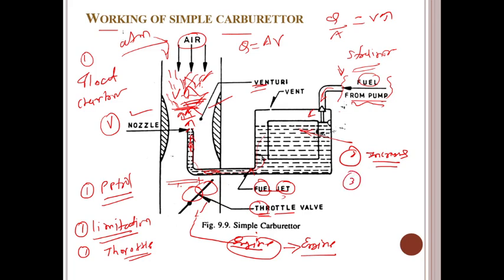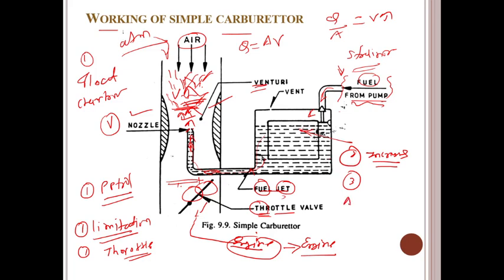The third main limitation or disadvantage of a simple carburetor is that when the speed is too low, we get a strong mixture, which causes trouble in the ignition of the mixture. Because when the speed is very low, we get the maximum air-fuel mixture and it is very difficult to ignite this mixture. So these are the main limitations of the simple carburetor.